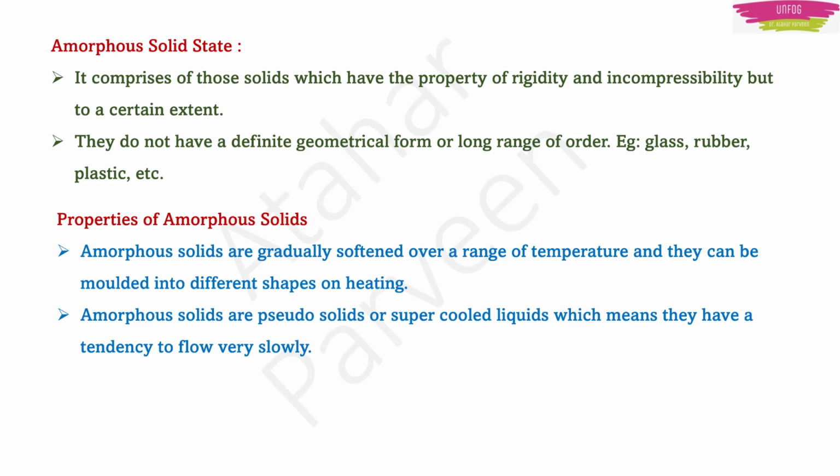Now talking about the properties of amorphous solids, they gradually soften over a range of temperature and they can be molded into different shapes as necessary. I mean to say you can mold them into different shapes on heating. The best example is glass, even rubber also. And amorphous solids, you cannot call them true solids. We were calling crystalline solids true solids, right? We cannot call amorphous solids true solids. We call them pseudo solids. Pseudo means false. Either you call them pseudo solids or you call them super cooled liquids, which means that they have a tendency to flow, very slowly.